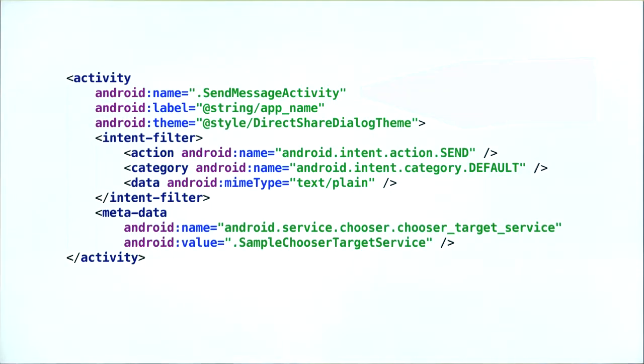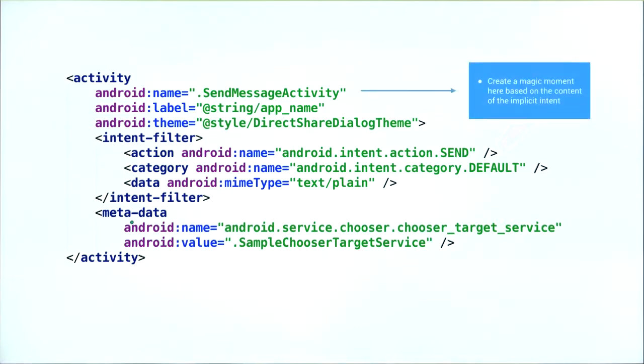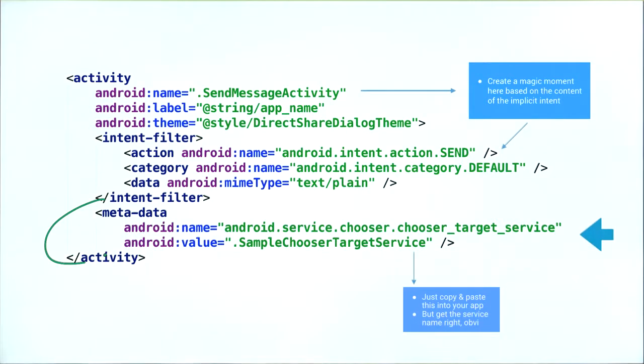But what about when the user selects one of your options? You'll want to start the proper activity when your app is launched, and to do that, you need to tie those specific activities to the correct implicit intent. So you'll need some metadata to do this, but it really is as simple as that.